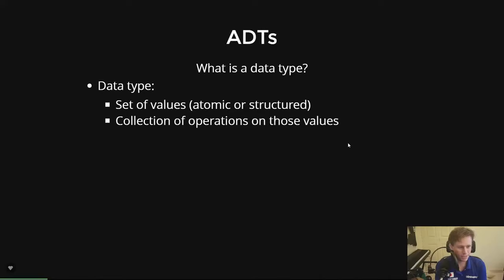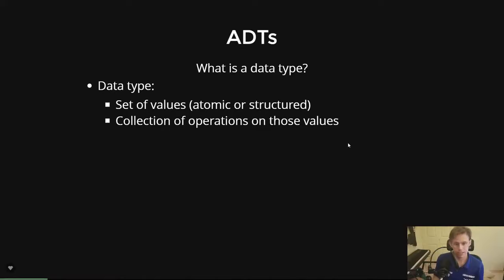This makes a lot of sense because you might say, I thought it was an integer. Well, an integer is a set of values. We know this from maths: all the whole numbers from negative infinity to positive infinity. And there's a collection of operations you can do on them too. You can add, subtract, multiply and divide them. So that's all a data type is: a set of values and a collection of operations you can do on those values.